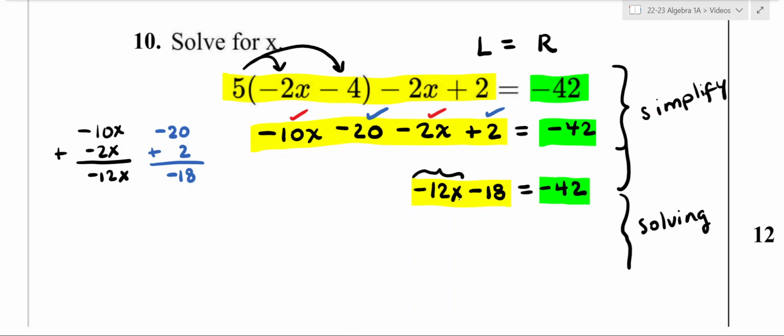So we want negative 12x by itself, so we're going to do the opposite of negative 18. Don't forget to bring down the negative sign, so negative 12x equals, let me make sure I do this right, negative 42 plus 18 gives me negative 24. And one more step and we're home. X is being multiplied by negative 12, so we are going to divide by negative 12.